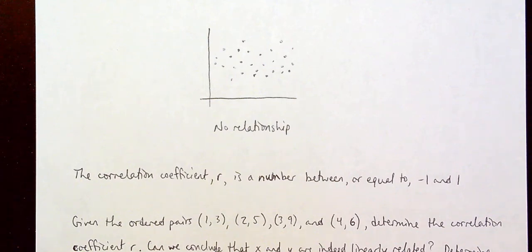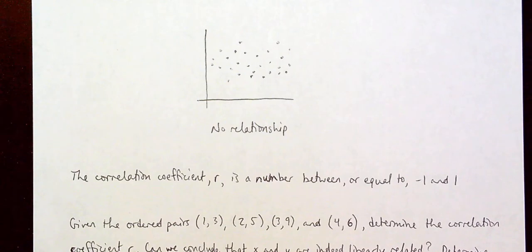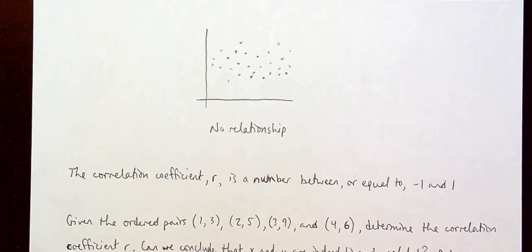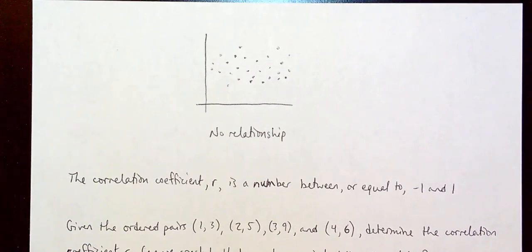Now, this correlation coefficient that we call r is always going to be a number between or equal to -1 and +1. If r is equal to -1, then you have what's known as a perfect negative linear relationship. That would be where all of your points form a perfect line with a negative slope, and all those points lie directly on that line.